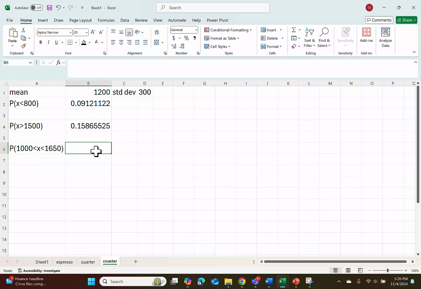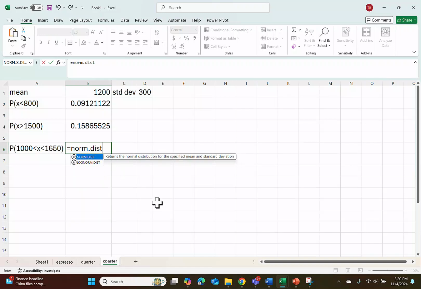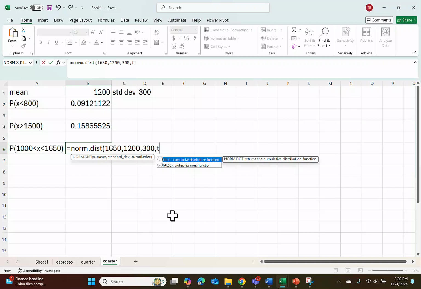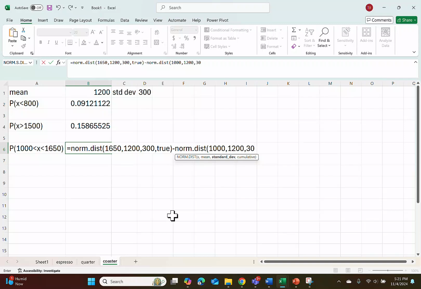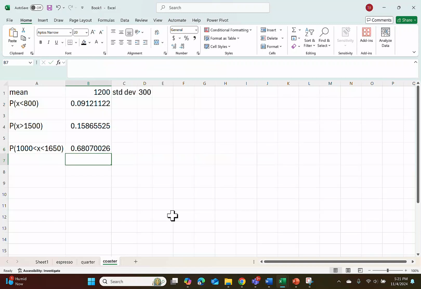Finally, to find the probability X is between 1,000 and 1,650, we type equals norm.dist, the larger value of 1,650, the mean of 1,200, standard deviation 300, true, minus norm.dist, the smaller value of 1,000, the mean 1,200, standard deviation 300, and then once again true. This tells us the probability is 0.6807.